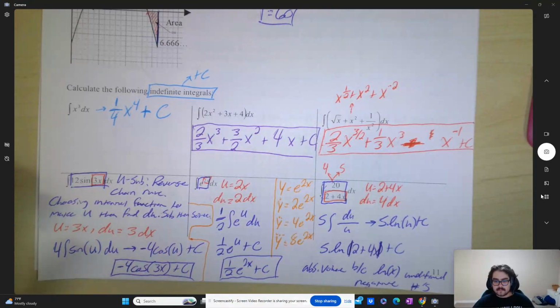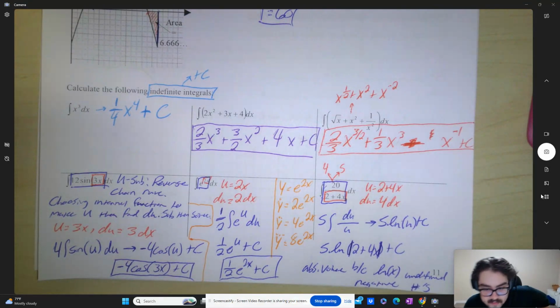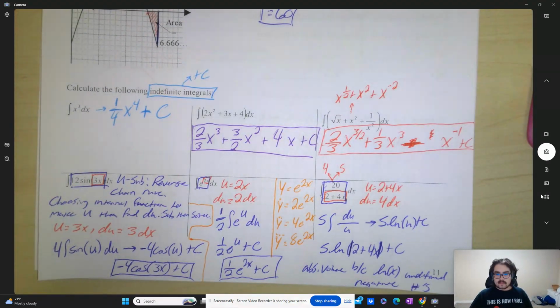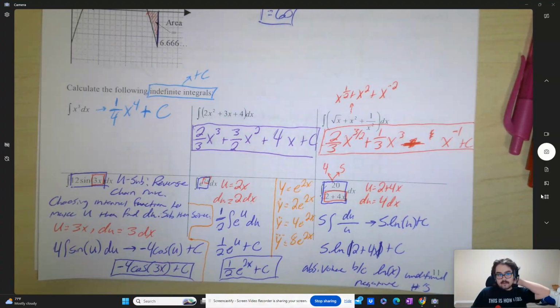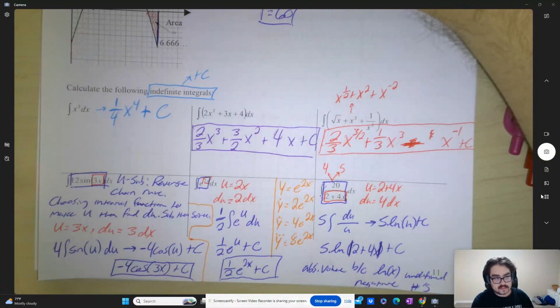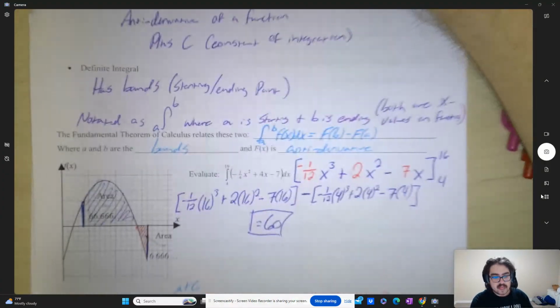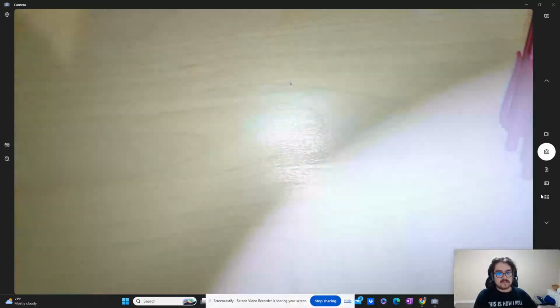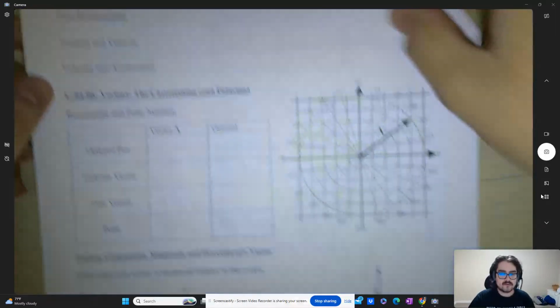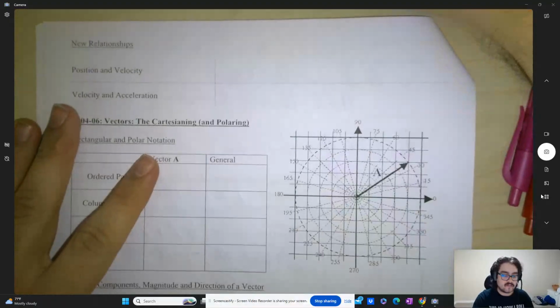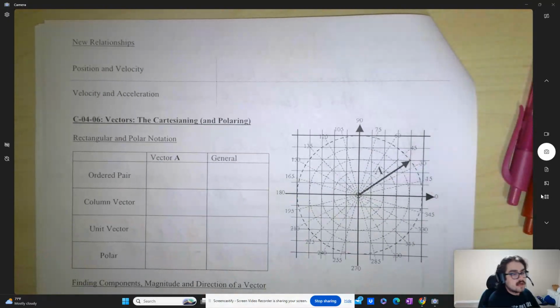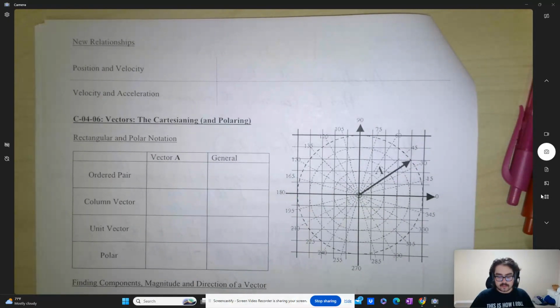That's u substitution. Like I said, I don't know how frequently you're going to use it, but it will definitely help you to know that, at the very least in your calculus class. And the very last thing I need to talk about is these new relationships. So why am I teaching you all this calculus? Because it connects straight up to physics. Position and velocity have a new relationship.